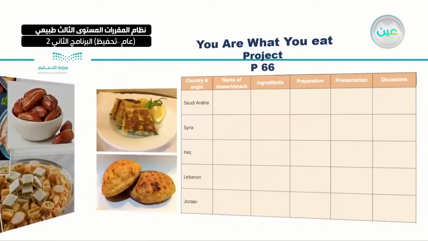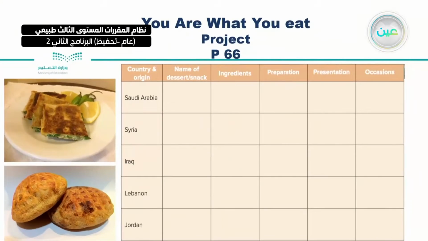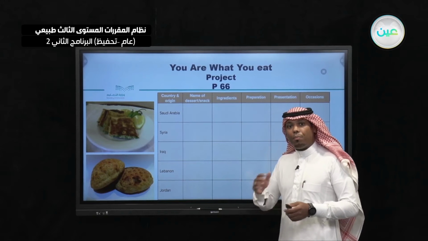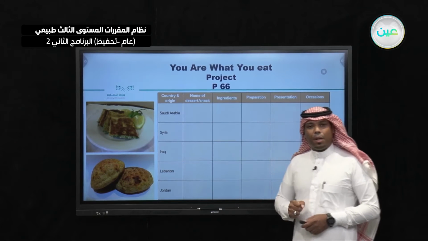As I can see here, this is where you can use your notes to compare the names of desserts and snacks, for example between Saudi Arabia and Syria or Lebanon, or any other countries or origins that you would like to differentiate or compare between.